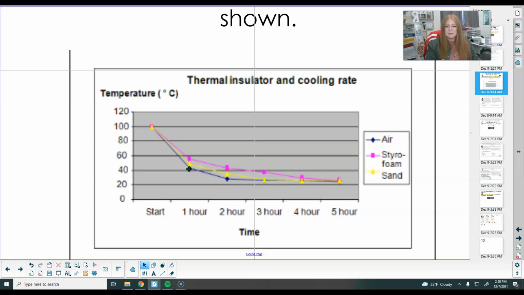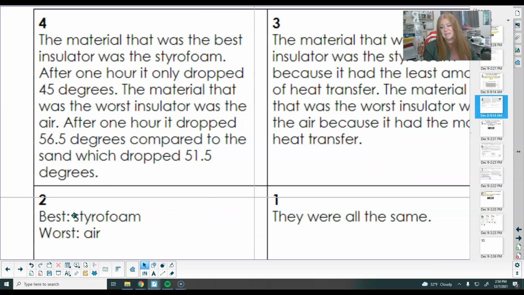And air dropped the fastest, and the sand was kind of in the middle there until about hour 3, when sand and air remained the same. So the whole time the styrofoam remained at a higher temperature. It was not letting as much heat transfer through there. So if all you did was best and worst, that's a 2. If you just said they're the same, if you did not get them correct and you had air is the best or sand is the best, then that's a 1.